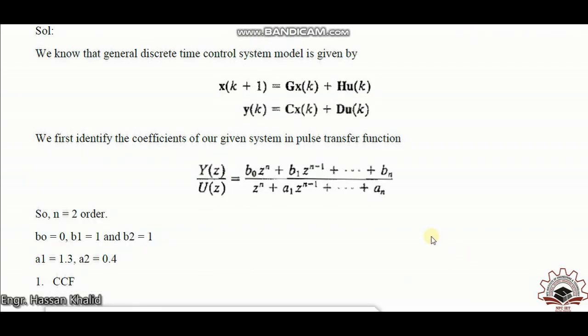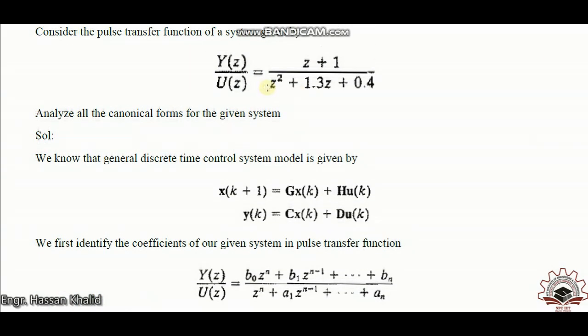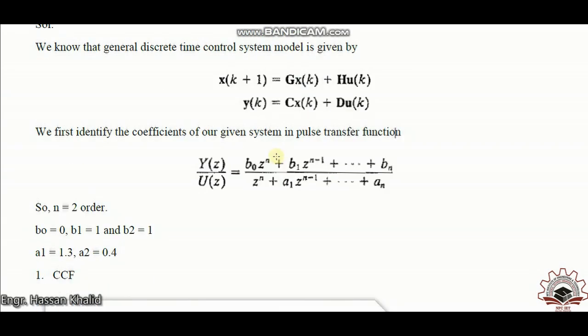just write the general expression for the impulse transfer function defined by b0 z^n up to the last coefficient bn, divided by z^n plus a1 z^(n-1) up to the last coefficient an. Now if you look into this example, what is the order of the system? This is the characteristic equation and the highest order is 2, that means n is equal to 2.